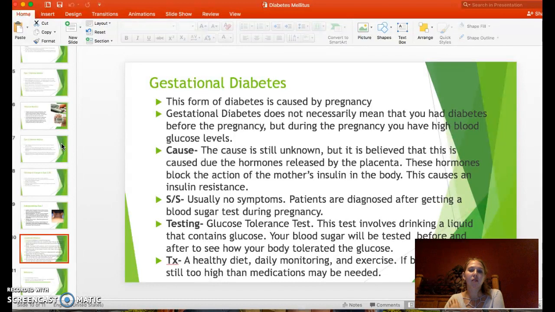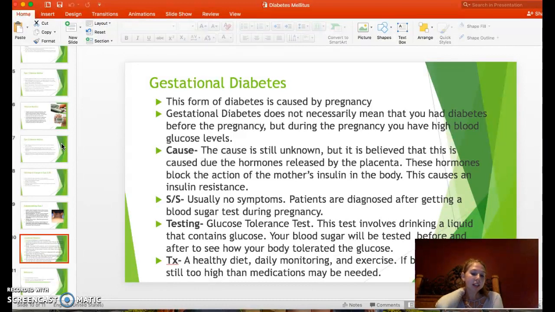And I believe that it's about 9.8% of pregnant women who get gestational diabetes. Signs and symptoms: usually no symptoms at all. They could have increased urination, thirst, and hunger, but usually they don't show symptoms, and they find out during their blood sugar test when they go to the doctor.